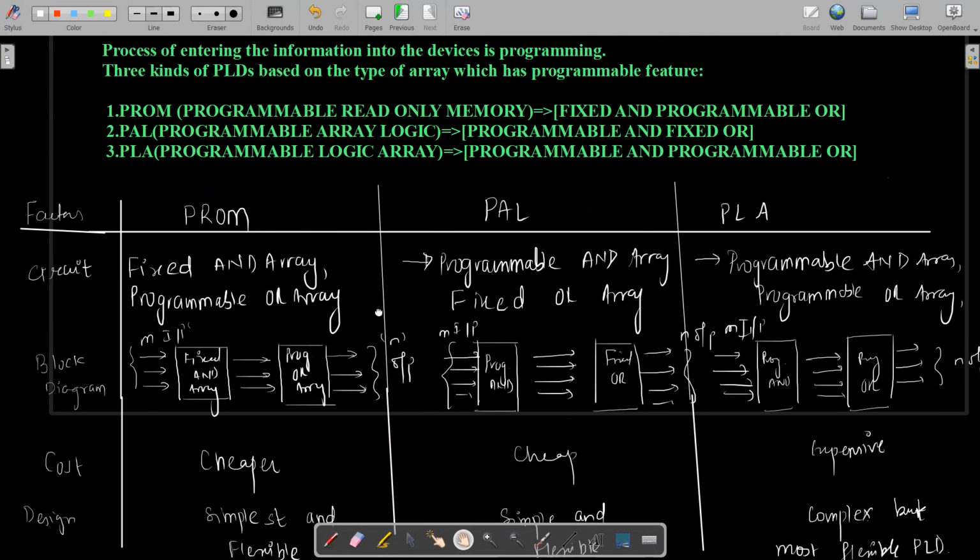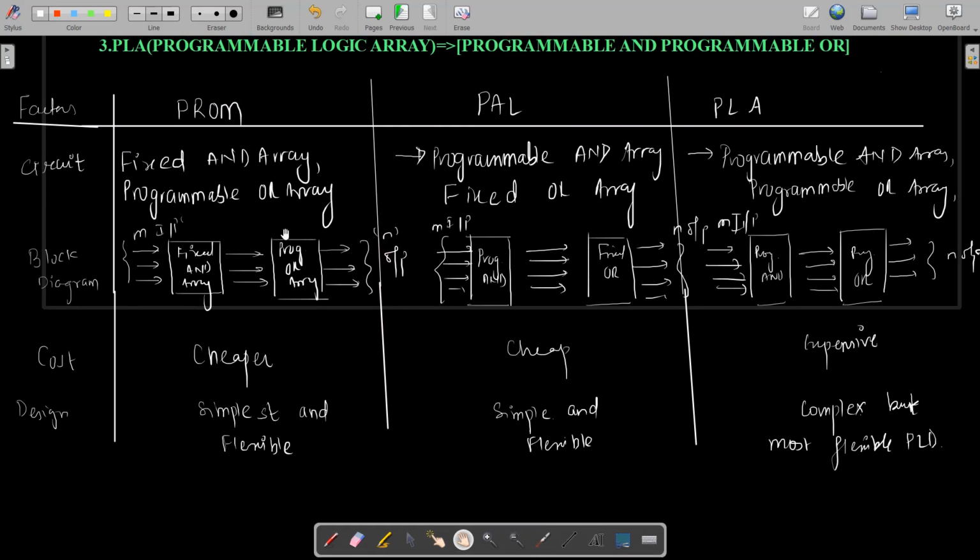As you can see, the difference is shown in the following table. Based on the circuit, I have taken certain factors: circuit, block diagram, cost and design. For the circuit, PROM has a fixed AND array and a programmable OR array. For PAL, as already mentioned, it is a programmable AND array and a fixed OR array, and for PLA, a programmable AND array and a programmable OR array. As you can see in the block diagram, everywhere the input is first connected to AND and then it is followed by OR. So in this case, it is a fixed AND array, programmable OR array.